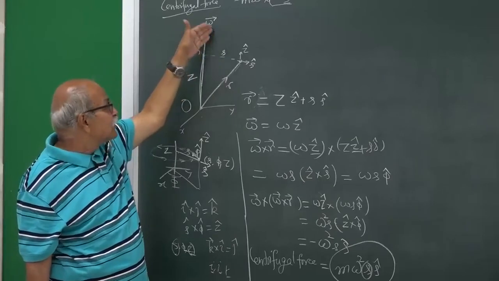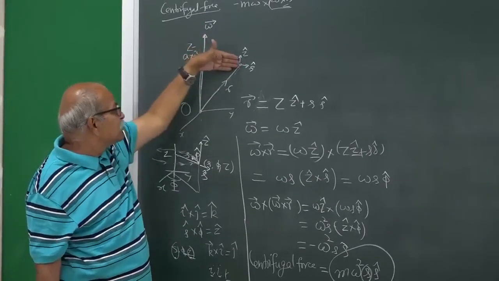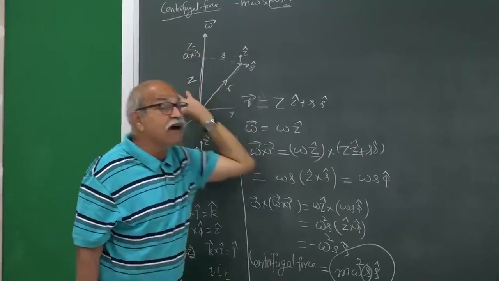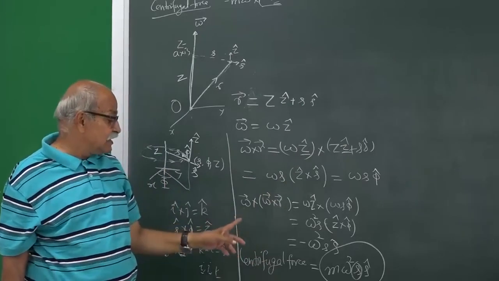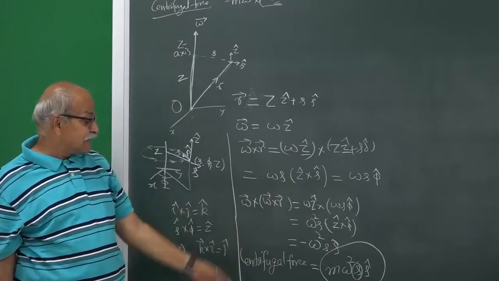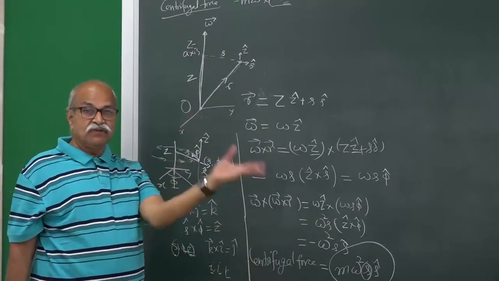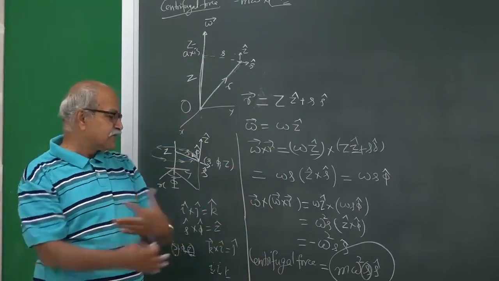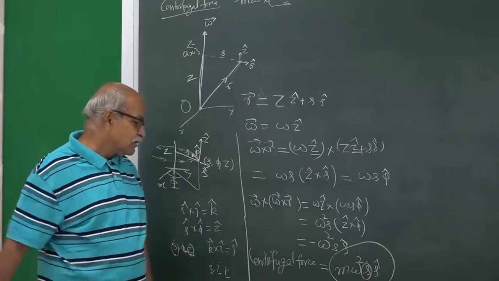And then s cap, what is that s cap? On that perpendicular you draw a line which is going away. So, that is the direction of centrifugal force. So, we will take from here, we will take some examples of centrifugal force, and then we will move on to coriolis force, or the examples which are combining centrifugal and coriolis forces.